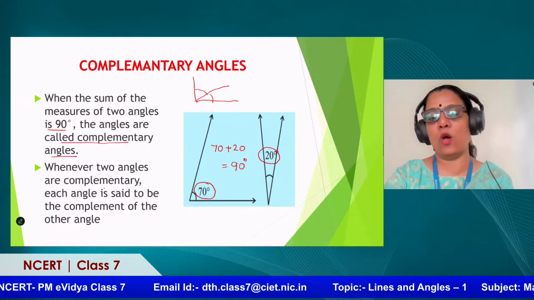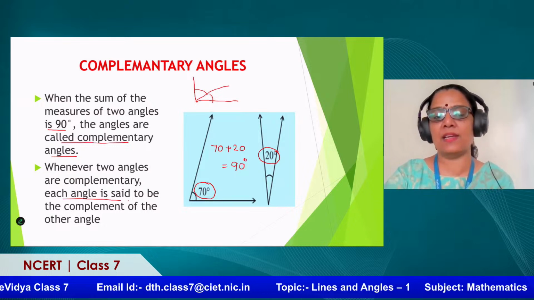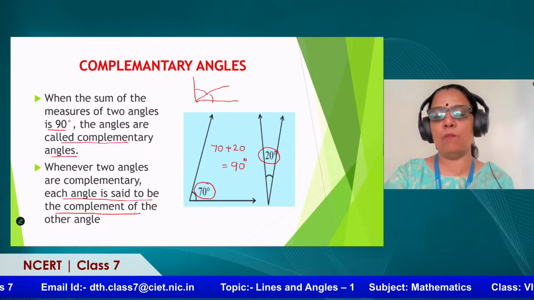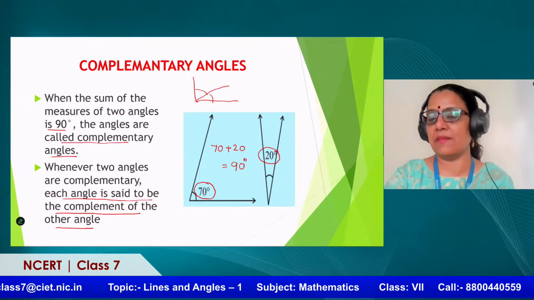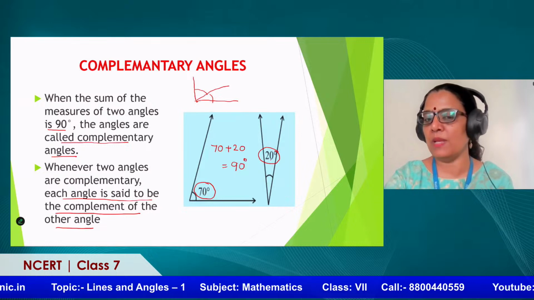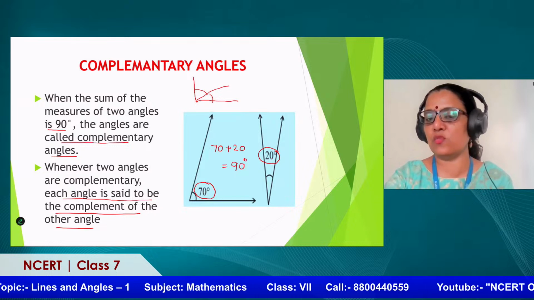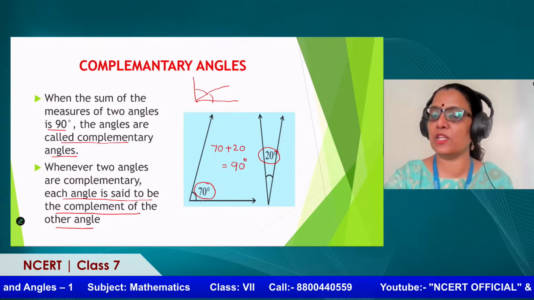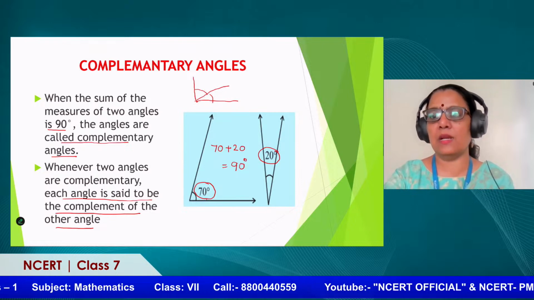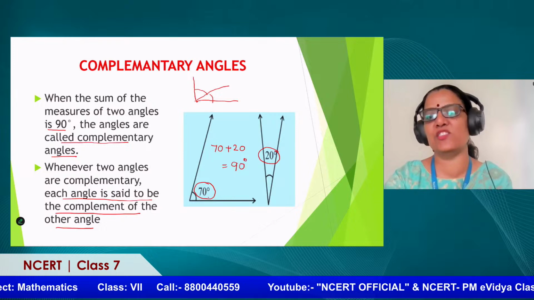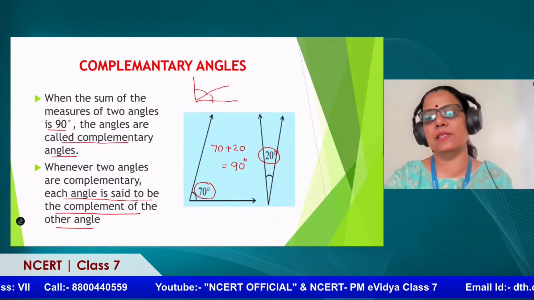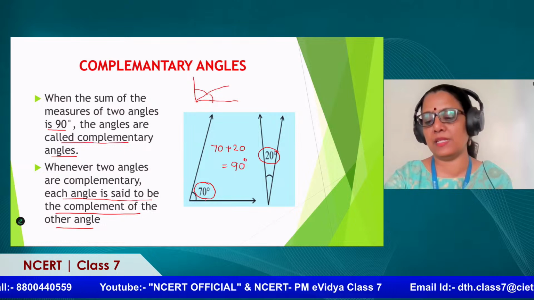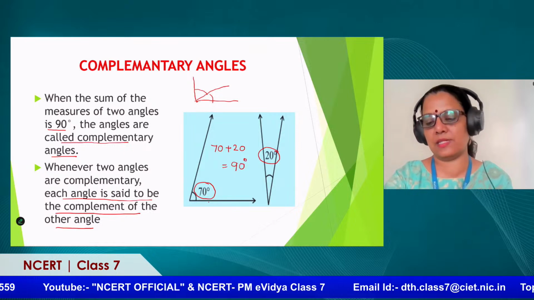Whenever two angles are complementary, each angle is said to be the complement of the other angle. So here we can say the 70 degree angle is a complement of 20 degree and 20 degree is a complement of 70 degree. Complement is something that supports each other, right? So 70 is supported by 20 to get 90. Similarly, 20 is supported by 70 to get 90.